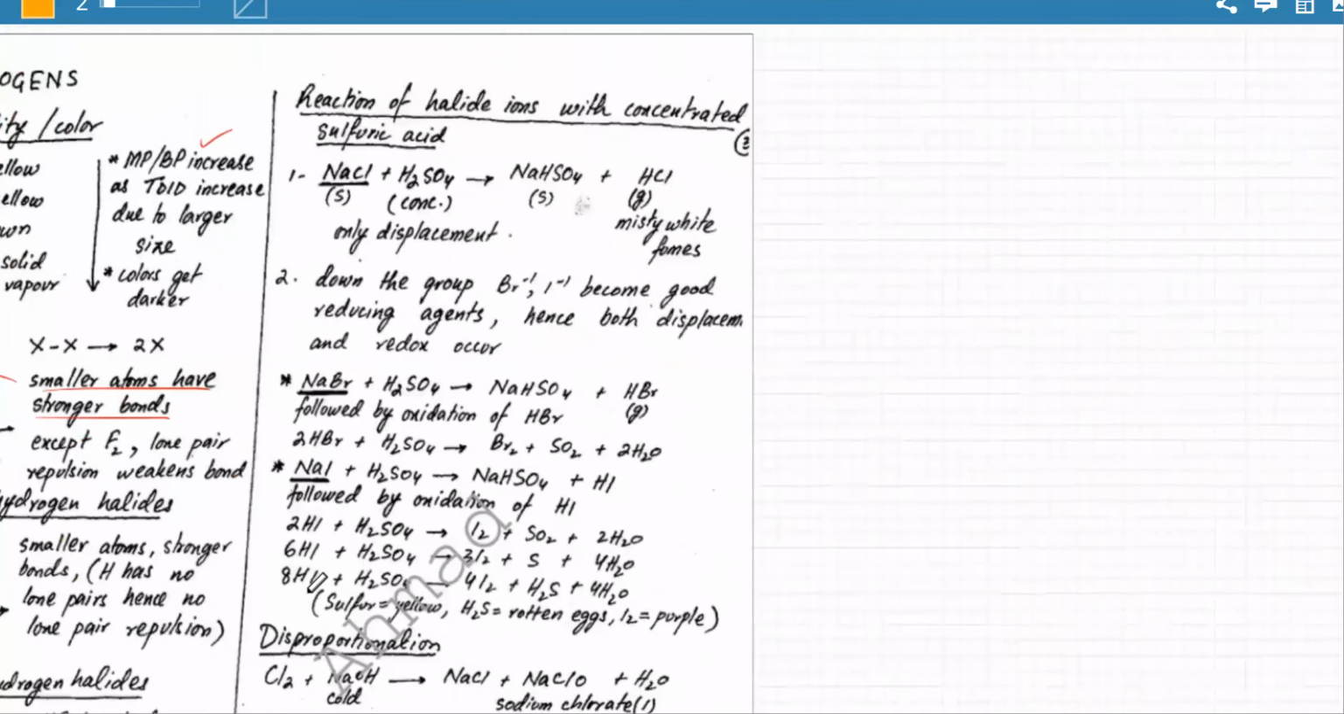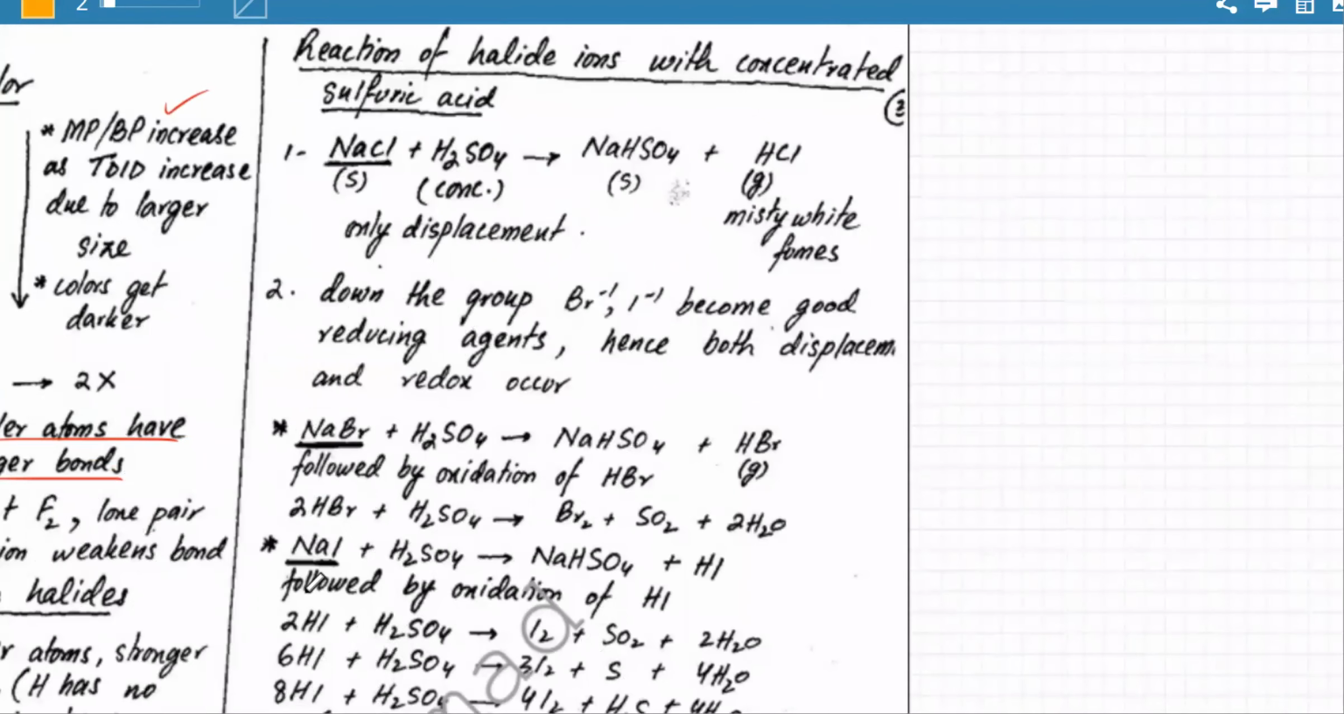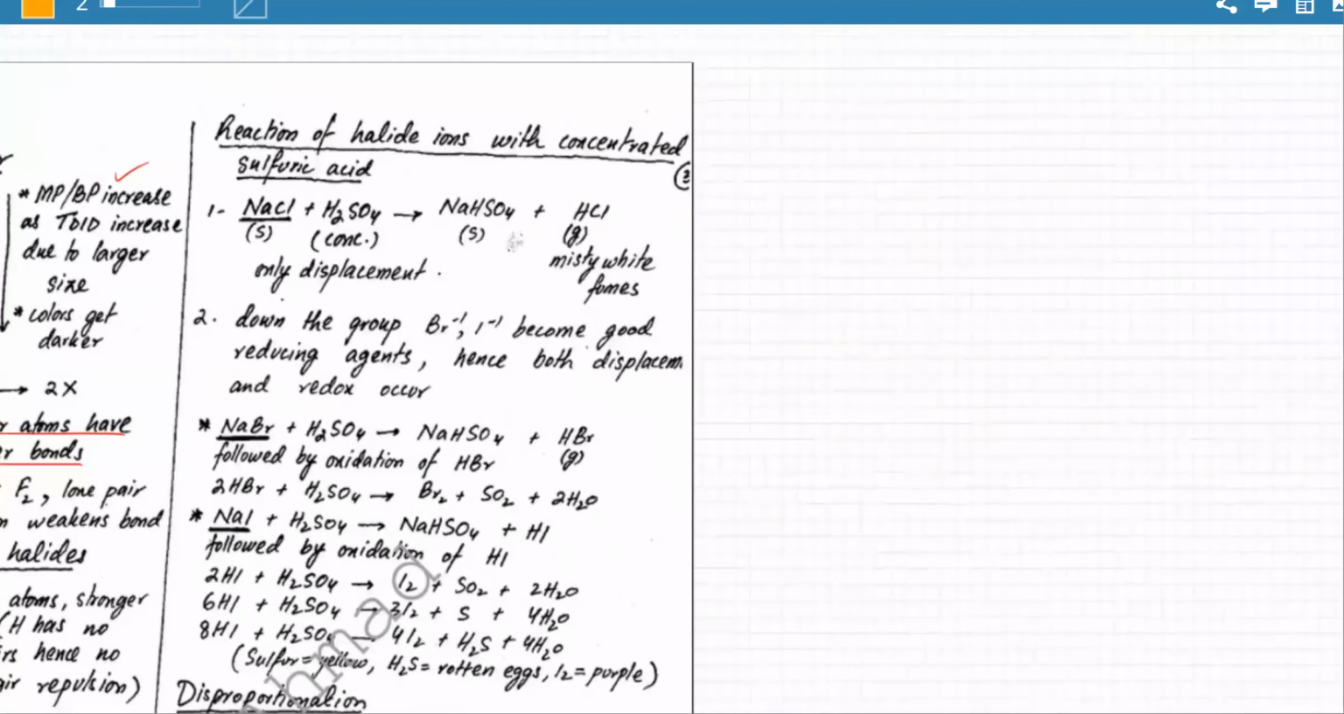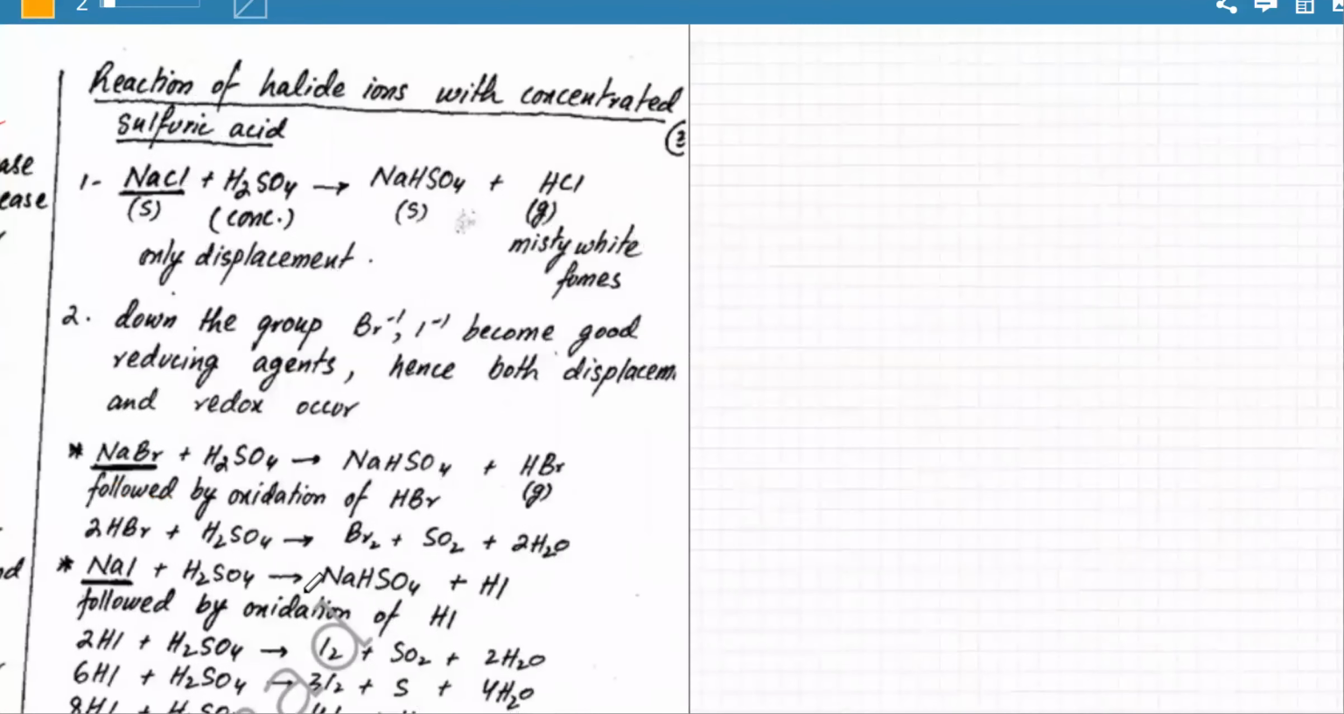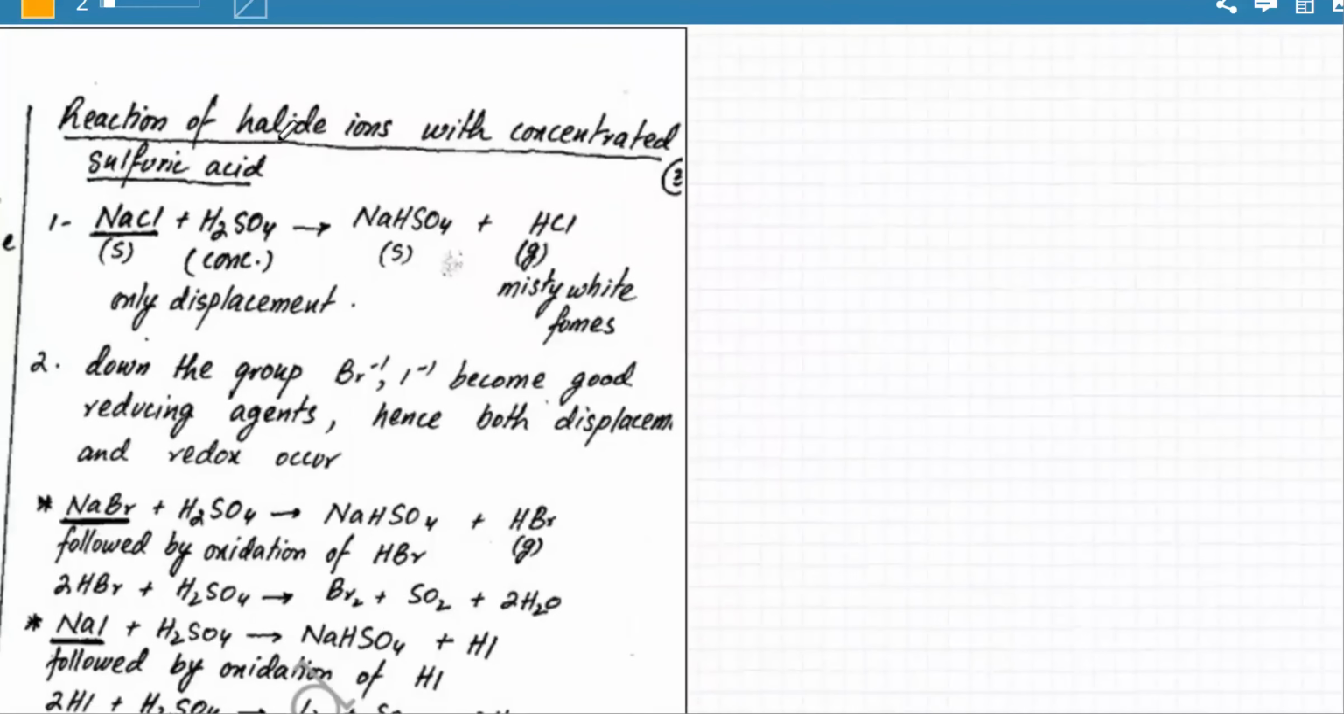Achha, this is one thing that's very important, and that is about this reaction. I'll just do the first one. So it's the reaction of halide ions with concentrated sulfuric acid. Now, when it comes to NaCl with H2SO4, remember this.